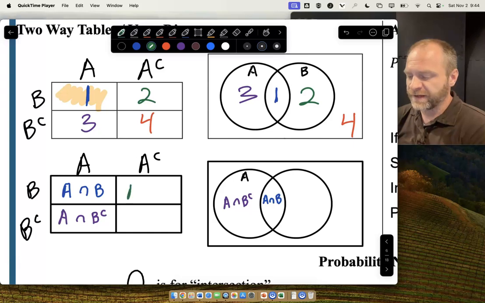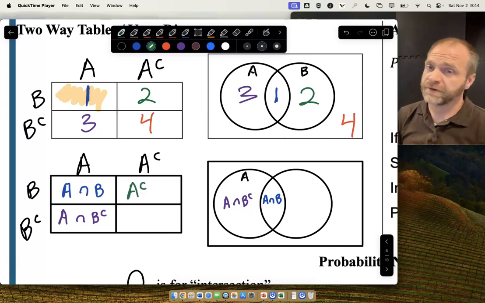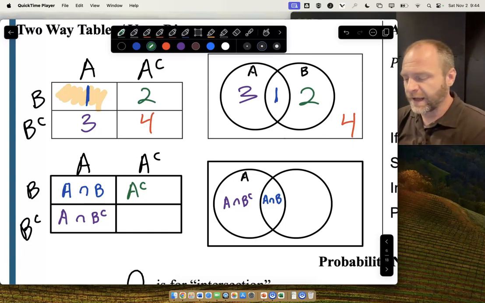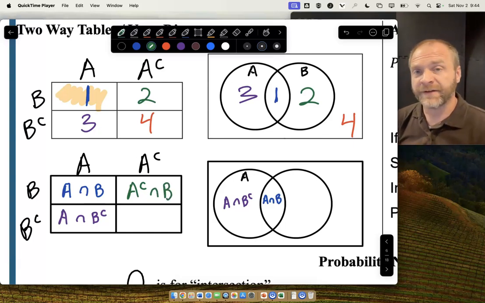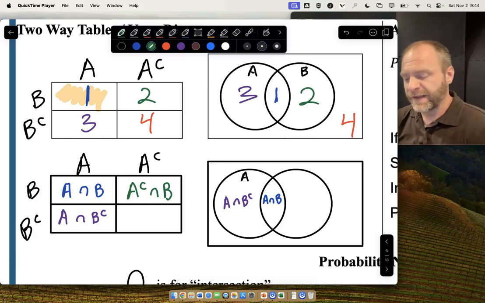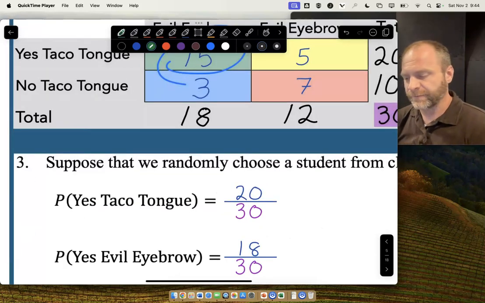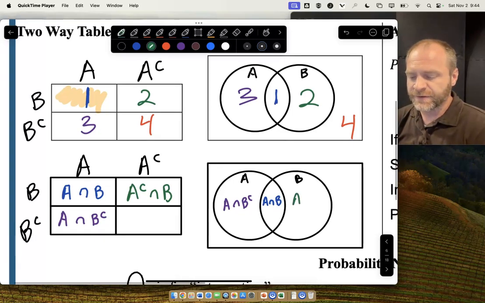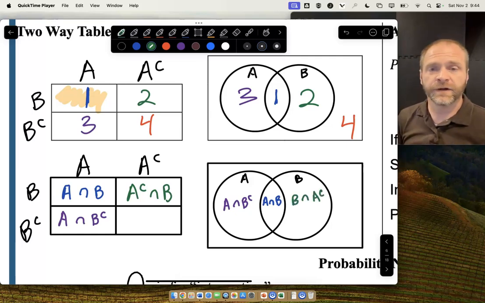And so this column would be the complement of A. We don't want A to happen. I don't want to be in that A circle. And I want event B to happen. So in that case, remember, this entire circle is event B. So this area of that circle is A complement intersect B. You could also write it as B and A complement. Either way works.